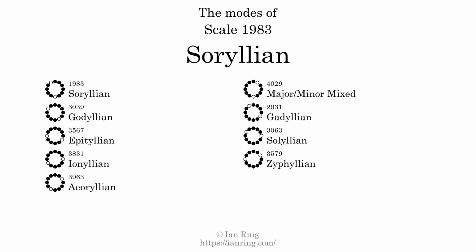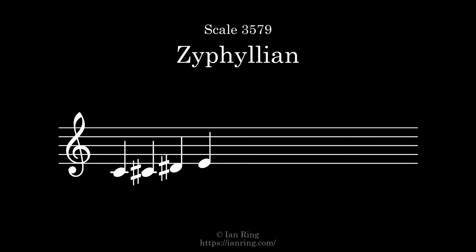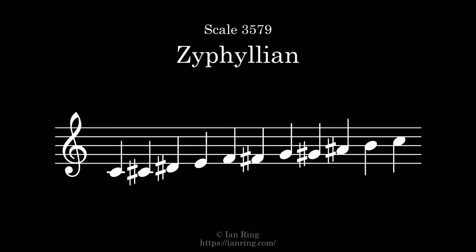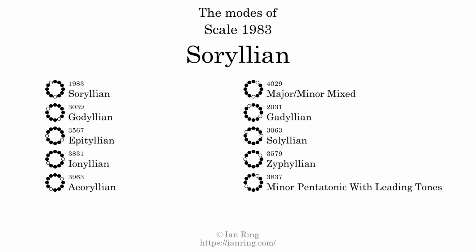The ninth mode is scale 3579, also known as Zyphillian. It sounds like this. The 10th and last mode is scale 3837, also known as minor pentatonic with leading tones. It sounds like this.